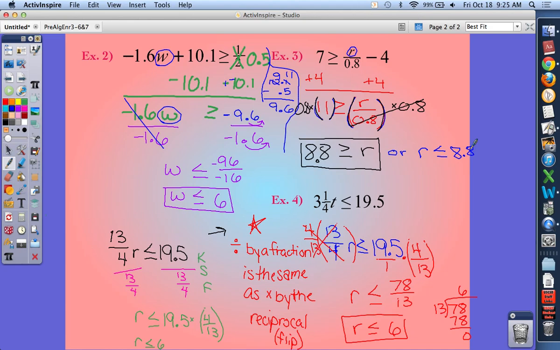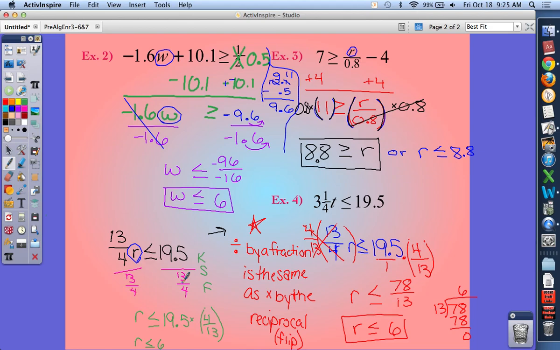And the last example, I actually showed you two ways to do it. 3 1/4 t, first thing I would do is change that to an improper fraction, 13/4. Now, you can divide by this fraction. That's what I did over here. If we wanted to get r by itself, we would divide by 13/4 and divide by 13/4. The problem with that is it gets a little messy.